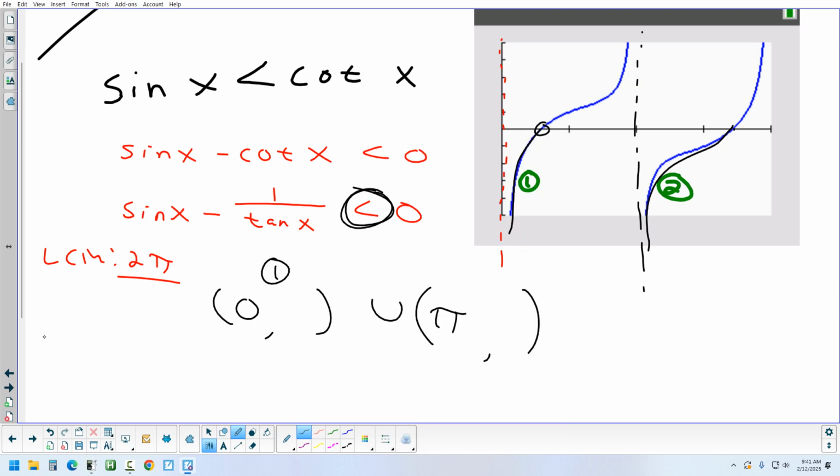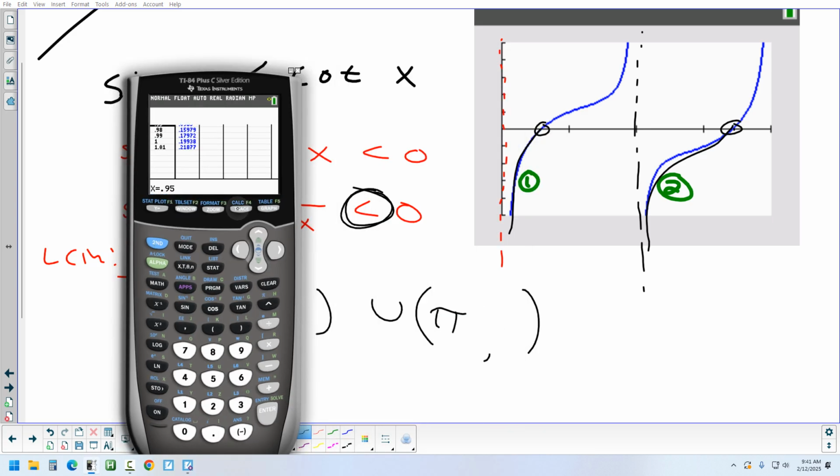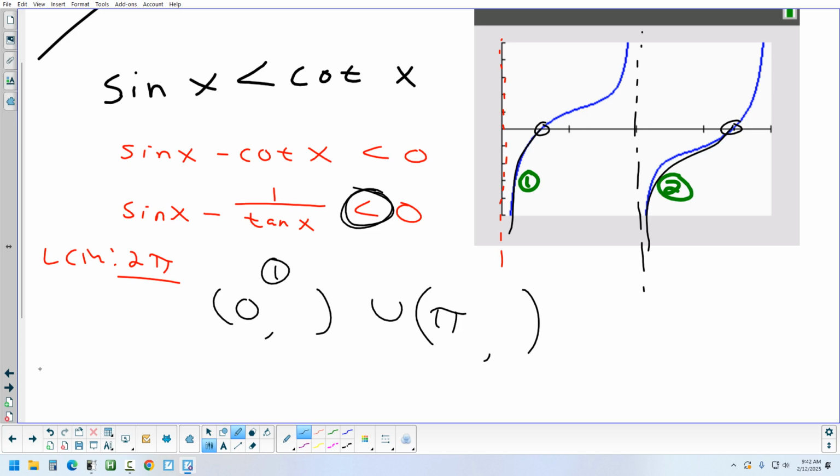We need to find those 2 parts that are circled. So let's do second calc 0. Okay, we got to find cursor. Okay, so I'm going to do the left part. And we get 0.90.